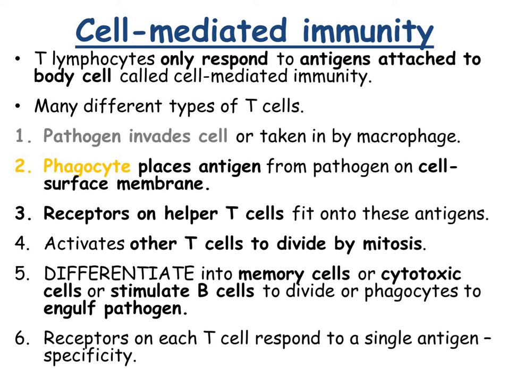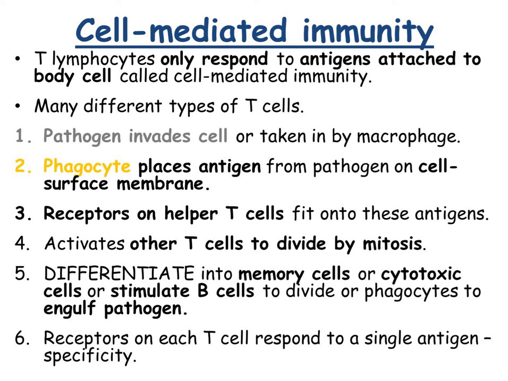The sequence of events in cell-mediated immunity is that T lymphocytes only respond to the antigens attached to the body cell, hence the name cell-mediated immunity. There are many different types of T cells. The first thing that happens is the pathogen will invade the cell, or it can be taken in by a phagocyte such as a macrophage or neutrophil. Then the phagocyte will place the antigen from the pathogen on its cell surface membrane. That's the antigen presenting cell.